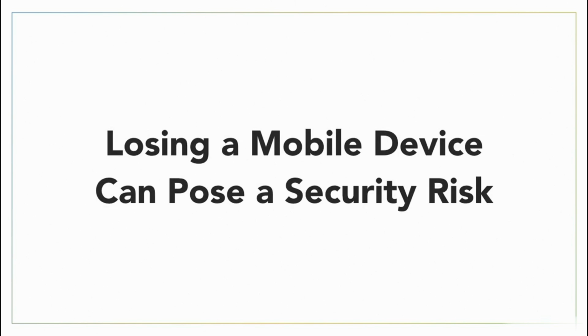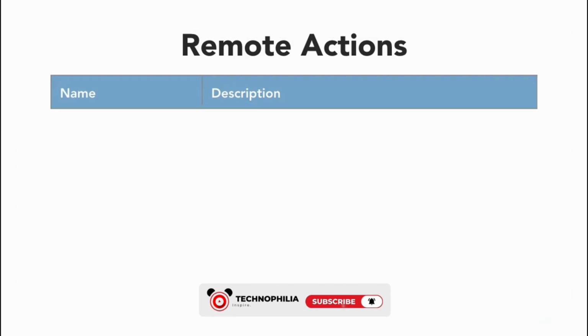One of the major advantages of using mobile device management is that we can protect enrolled devices from data loss. For example, if the device is lost or reported stolen. Without an effective mobile device management solution in place, the data on the lost device could become a significant security risk. Mobile device management allows us to perform remote actions on our enrolled devices.